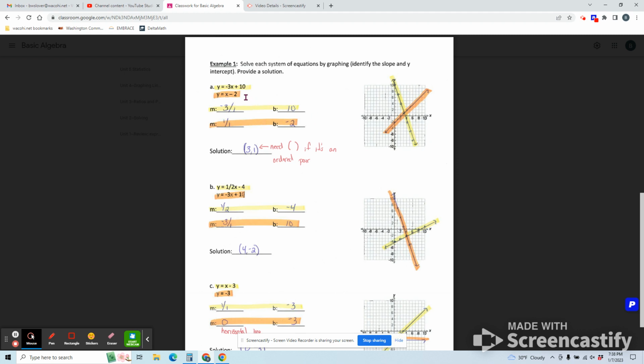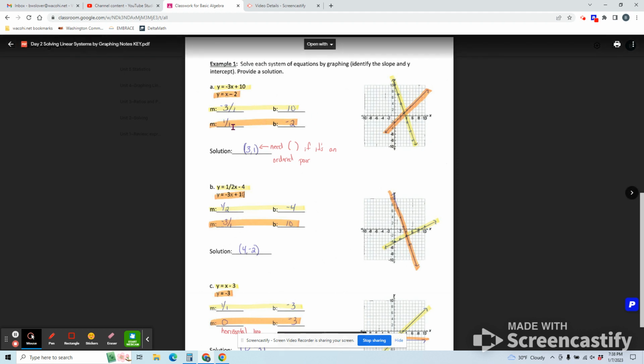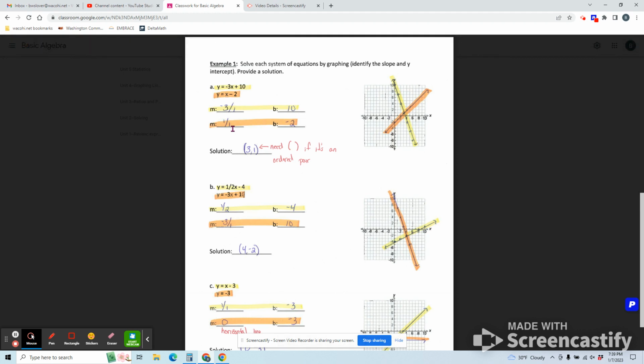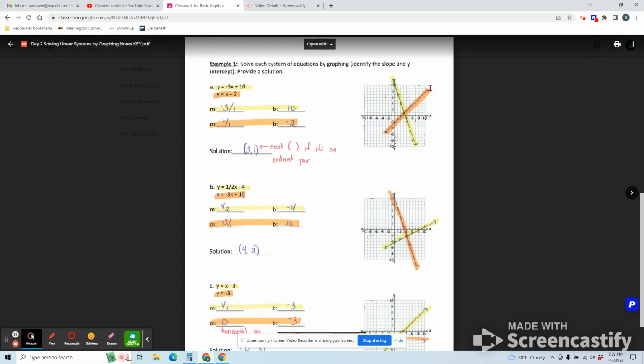The second equation, y equals x minus 2, has a slope of 1. Remember, if there's no number in front of that x, it's assumed it's a 1. So my slope is 1, and my y-intercept is -2. So I start at -2, and I go up 1 over 1, up 1 over 1, and I keep going.